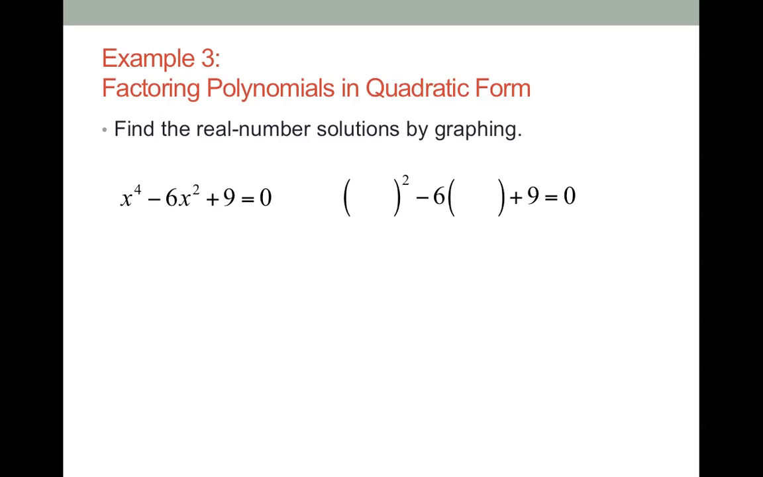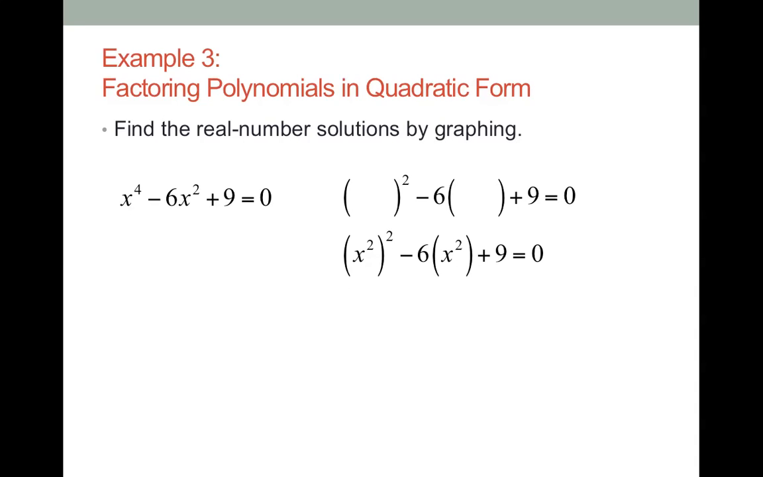We can say, well, if I can somehow rewrite x to the fourth as something being squared, and then that ends up being combined with negative 6 times that same something, and then plus 9 equal to 0, then I can use the quadratic form and I can actually use what I already know about quadratics to solve this and to factor this. So we can rewrite x to the fourth as something squared.